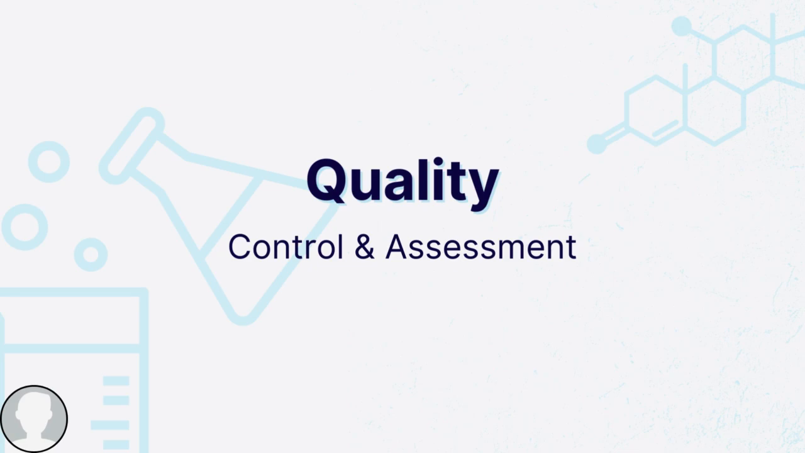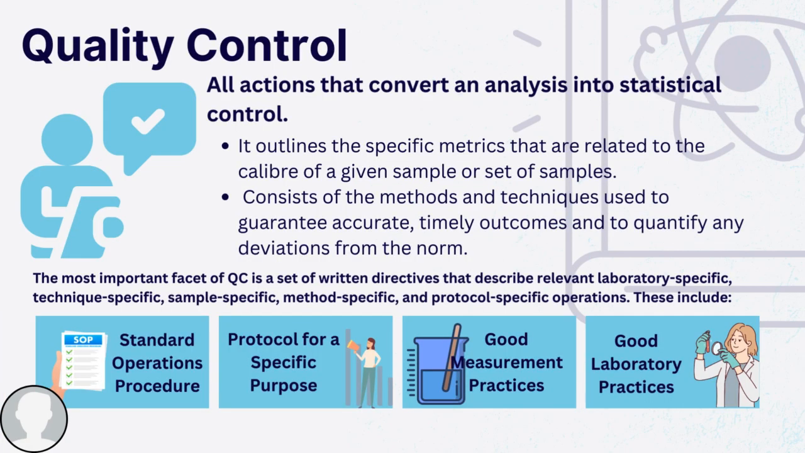In this slide, we will tackle quality control and quality assessment. Quality control encompasses all activities that bring an analysis into statistical control. The most important facet of quality control is a set of written directives describing the relevant laboratory-specific, technique-specific, sample-specific, method-specific, and protocol-specific operations. These include standard operating procedures, protocols for a specific purpose, good measurement practices, and good laboratory practices.